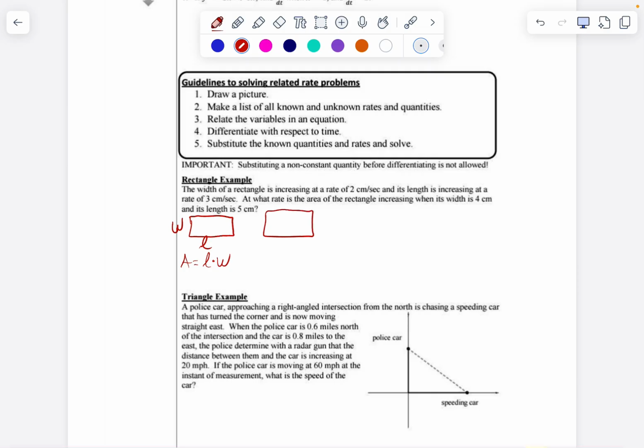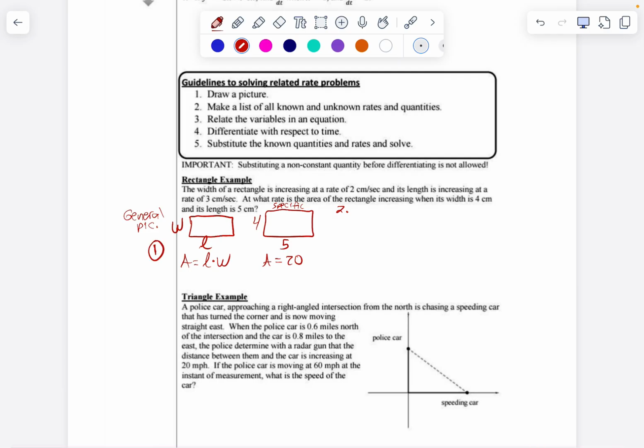Specifically, so specific picture, we are told the width is 4 and the length is 5. Therefore, at that moment, the area is 20. We may or may not need that, but we might as well put it in there. So general picture and then the specific. Okay, that's step 1.